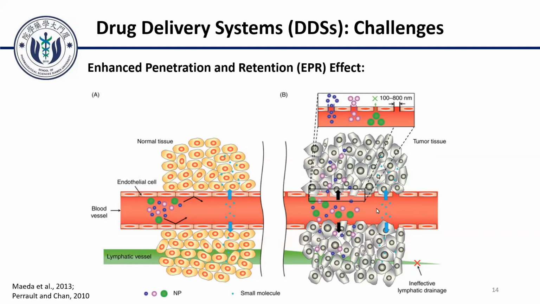poorly aligned endothelial cells that lack a smooth surface layer. That's one of the reasons that particles in the size range of 100 to 200 nanometers can easily get access into the tumor region and accumulate there. Another reason is the dysfunctional lymphatic system, which means that once particles enter the tumor region, they are trapped and cannot be cleared easily. This is called the EPR effect, the enhanced penetration and retention effect.